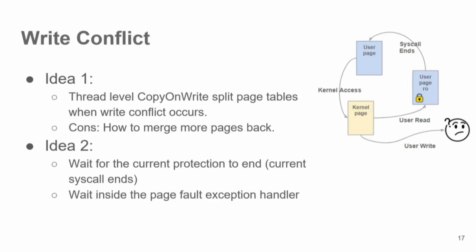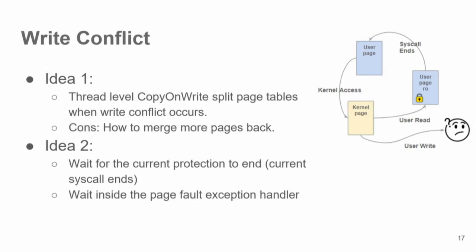And we need to try to solve this thing. So we protected the page already, but what if some user thread really wants to write to this protected page? Because it could be global variables in that page, or we know threads share heap memory. So we thought about how to solve this problem, how to solve the write conflict.